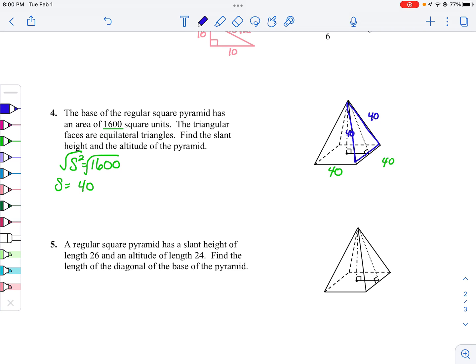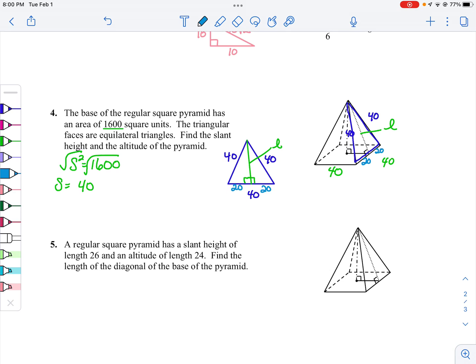The first thing I'm going to concentrate on is this face. I have an equilateral triangle. I'm going to make that look more equilateral here. I've got 40, 40, and down on the bottom is 40. My slant height, a lot of the times we use the letter L for slant height, right? So we don't want to get that confused with the altitude or the height. This base is going to be divided into 20 and 20.